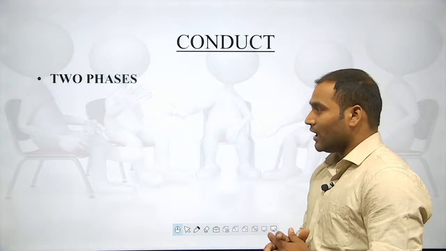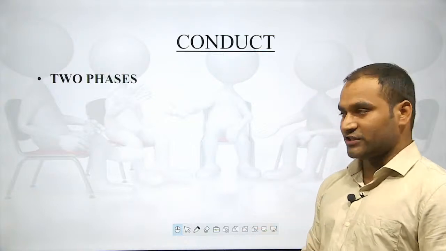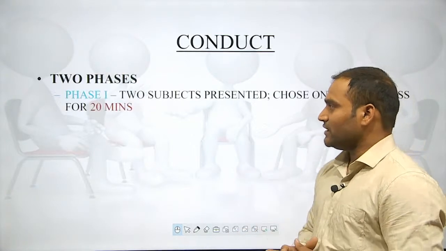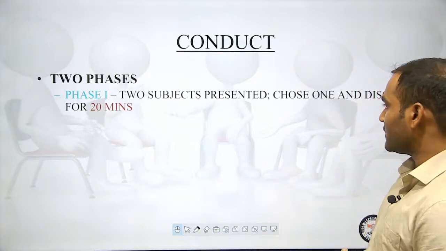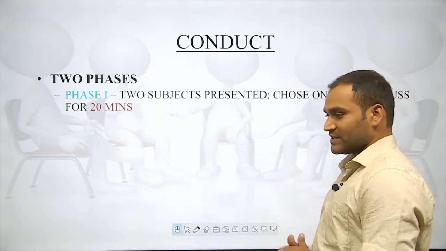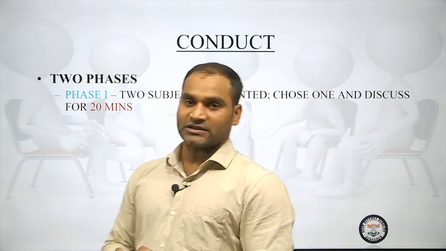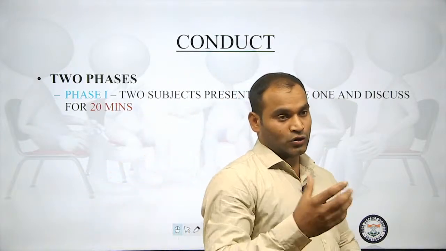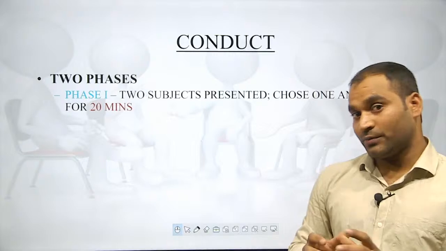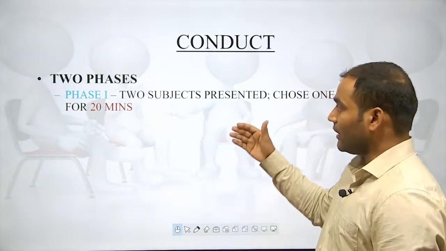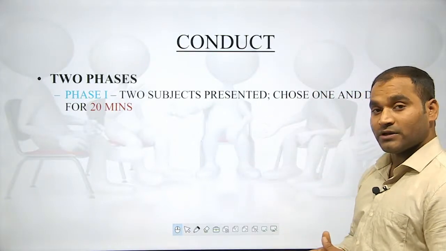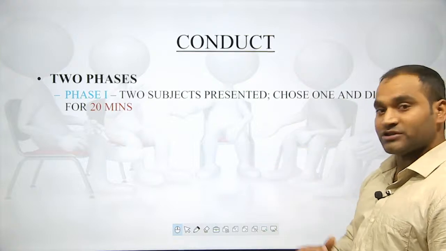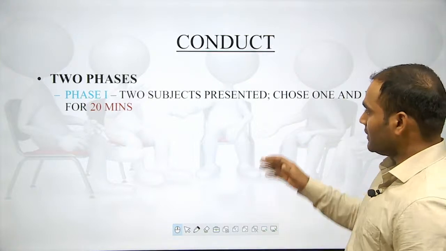So, how is it conducted? It is conducted in 2 phases. In the first phase, 2 topics are given, and only one topic is discussed for 15 to 20 minutes. It means you have to select one, and how will you select? You have to convince the group why topic number so-and-so is better than the other.